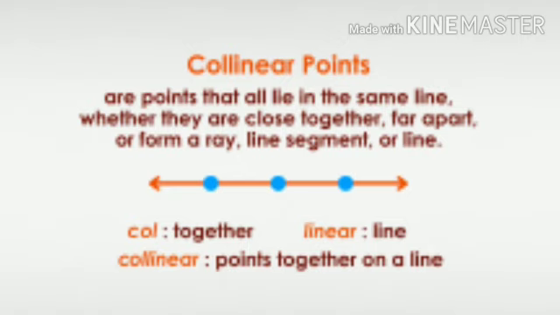Next is collinear points. Here you can see that col means together and linear means line. So collinear means points together on a line. When the points lie on the same line, then the points are called collinear points. Here you can see that 3 points indicated by blue dots lie on the same line, so these points are the collinear points. Okay, got it?